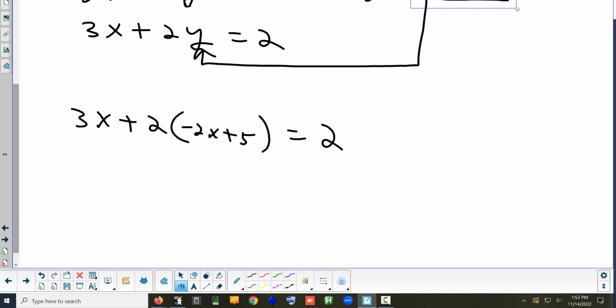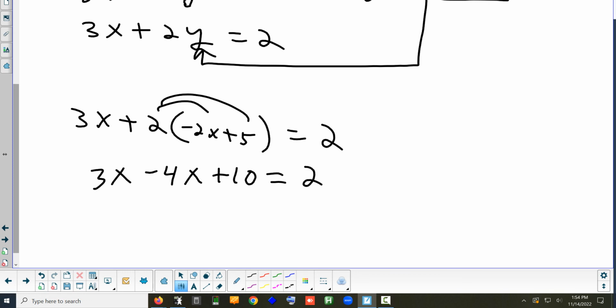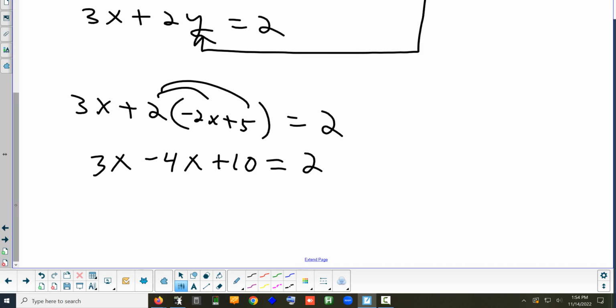Jackson, what would I do first to solve that? You distribute 2. Okay, let's do that. And can you tell me what you get? Negative 4x plus 10. Equals 2. Good. Dominic, what would I do next? Sure, let's combine some like terms. What can we combine together? The 3x and 4x. Yep. And that'll give me negative x plus 10 equals 2.